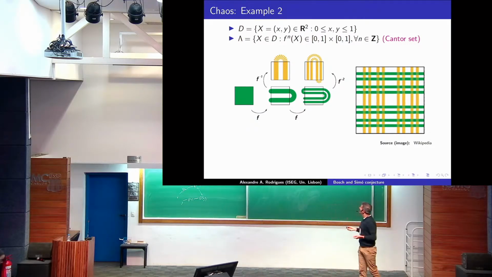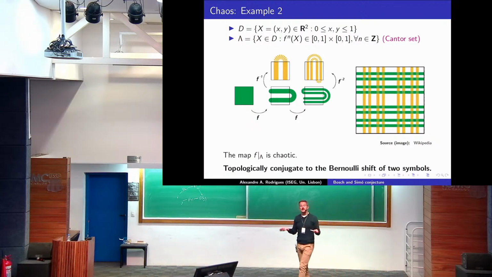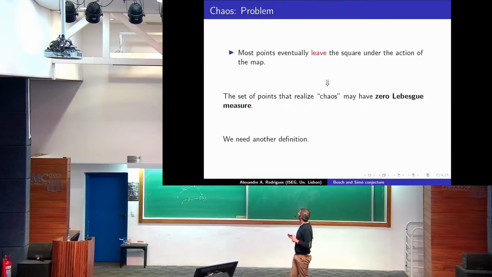And I have this result: F restricted to lambda is chaotic, okay? In the language of dynamical systems, we say that the dynamics of F restricted to lambda is topologically conjugate to a Bernoulli shift of 2 symbols, right? So it's chaotic. So we have 2 examples of chaos. What is the problem? Almost all points, in terms of Lebesgue measure, go away, okay? So I have chaos, however, the set of points that realize chaos has 0 Lebesgue measure.